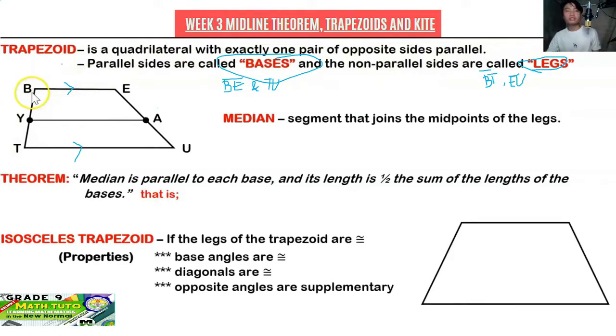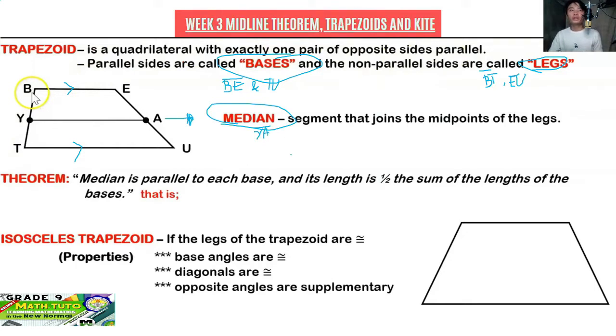Sir, ano po yung nasa gitna? So, those are the median. Kaya nga median, mid. So, itong YA, ito yung median natin. Ano yung definition ni median and para saan siya? Segment that joins the midpoint of the legs. Ano ba yung legs? BT. Si Y yung nandun sa gitna. And then, EU. Si A yung nasa gitna nila. Pinag-join, ibig sabihin, ang median natin is line segment YA.